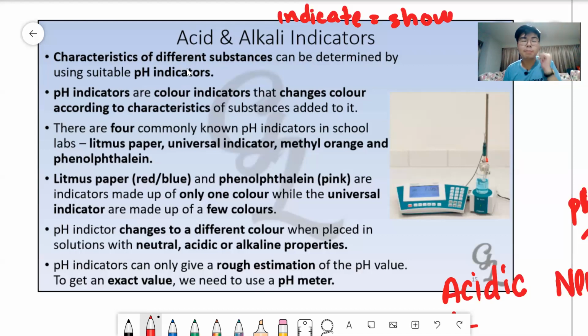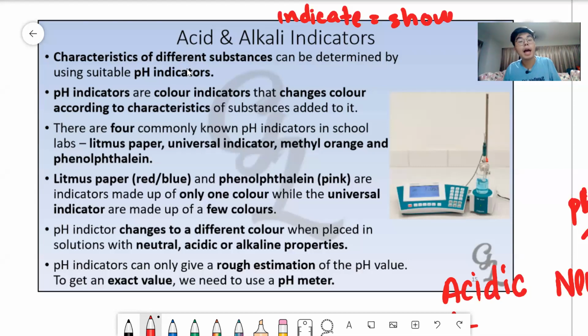First one, litmus paper. Alright, usually it is in red and blue color. Or sometimes you will have what we call a pH paper. pH paper, usually your school will not have because it is, I believe, not cheap to get. pH paper is not cheap to get. pH paper is usually a bit of yellowish color.